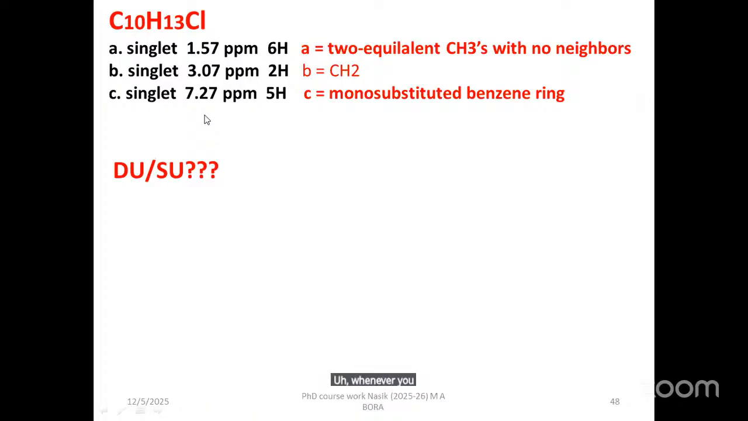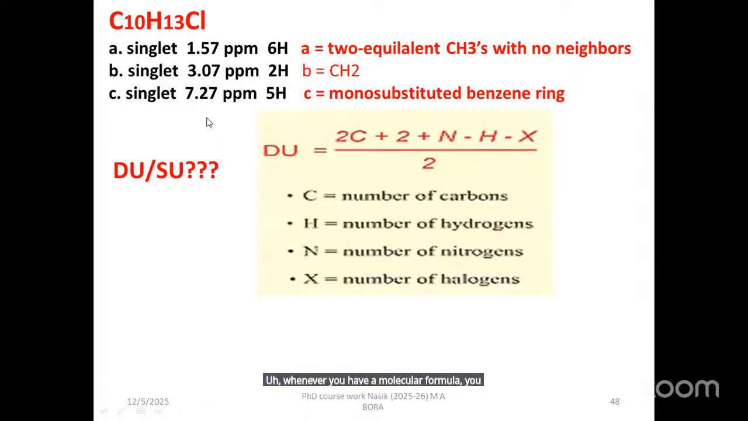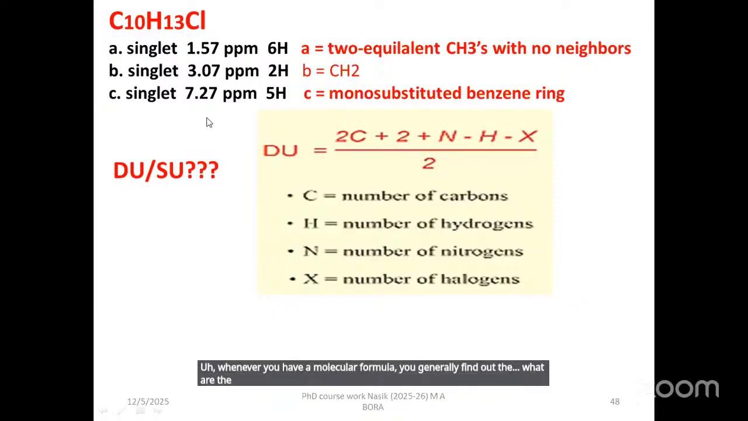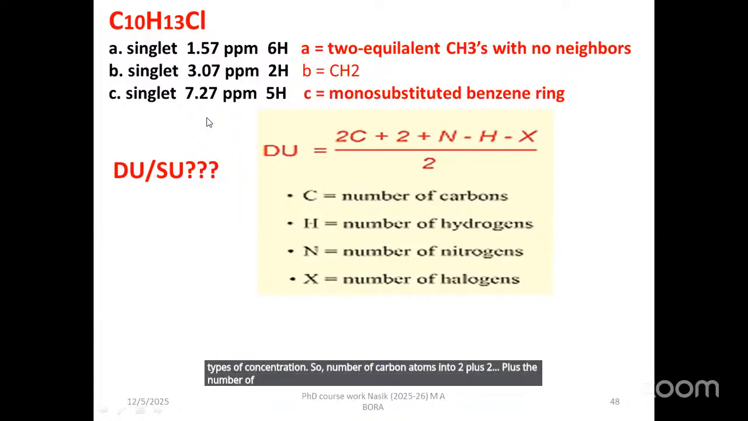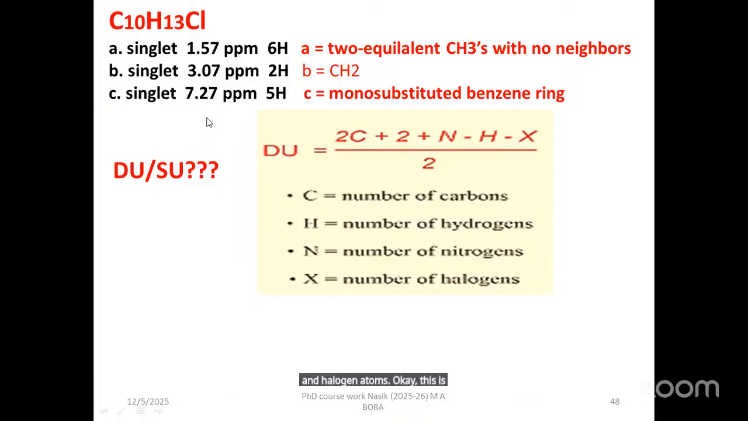Whenever you have a molecular formula, you generally find out the sites of unsaturation, or we call it as degree of unsaturation. DU, degree of unsaturation, SU, sites of unsaturation, one is the same. What is the formula to find degree of unsaturation or sites of unsaturation? So number of carbon atoms into 2 plus 2 plus number of nitrogen atoms minus number of hydrogen and halogen atoms. Okay, this is the formula divided by 2. So please remember this formula.